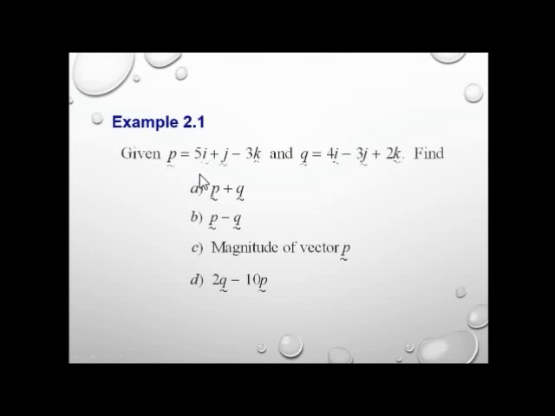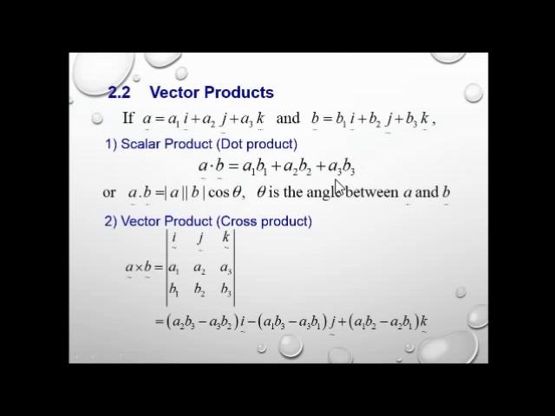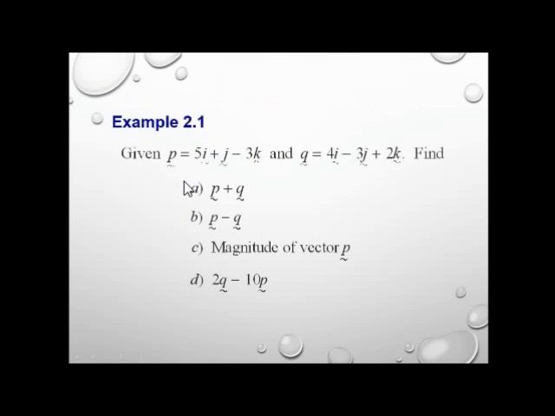Now it is given that P is equal to 5 i cap plus j cap minus 3 k cap, and Q is given as 4 i cap minus 3 j cap plus 2 k cap. Now we need to find P plus Q, P minus Q, magnitude of P, and 2Q minus 10P. Fine. So what does this tell? The first two parts are about the addition and subtraction of vectors. The second part is calculating the modulus of the vector. The third part is about scalar multiplication with the vector and then subtracting them. So you can go through them.